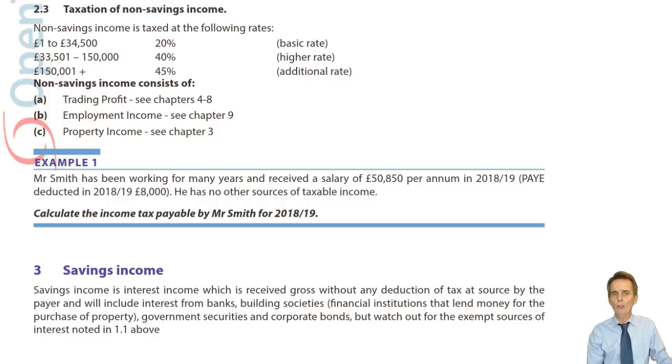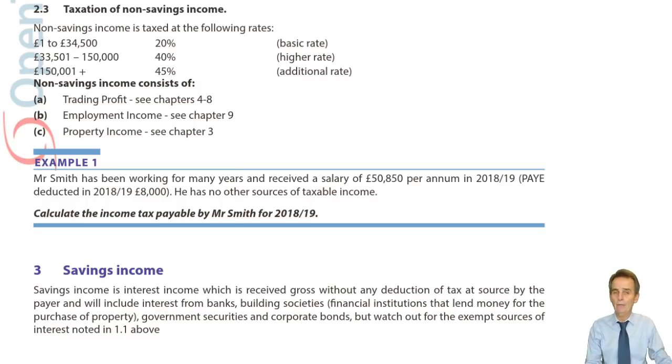If you haven't already, make sure you've got a copy of at least the first page of your rates and allowances tables from the introduction to this particular set of notes, because we're going to be using those figures extensively through this particular session and indeed beyond into future sessions.